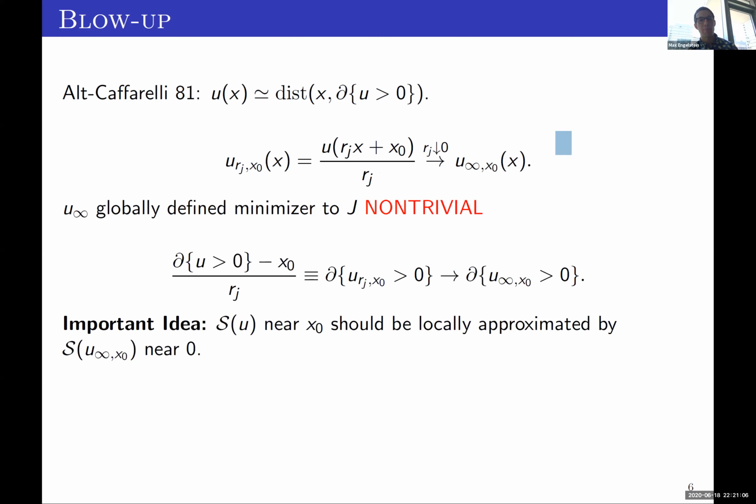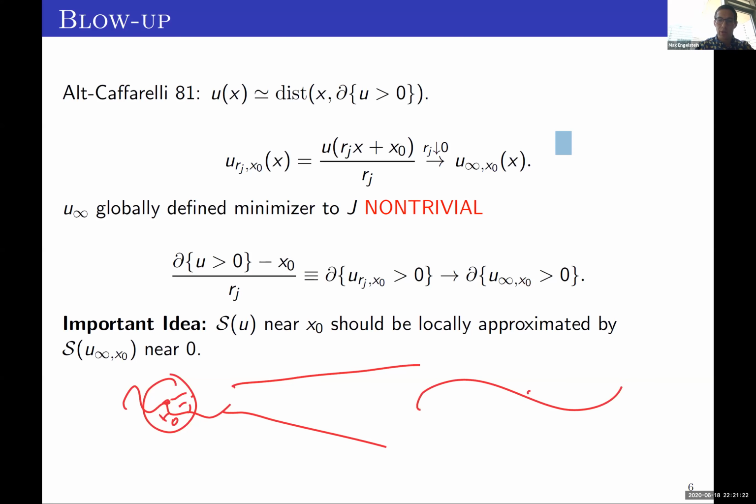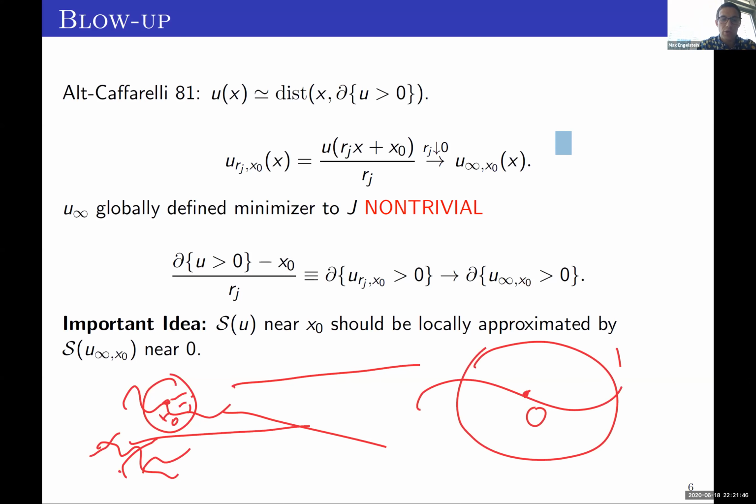You could think of this scaling both in terms of the function, but also geometrically. So here you have some free boundary, we pick a point, we pick a scale, rj, and then this point was x0, and this now becomes 0, and at scale 1. And the idea is that the singular set of u near x0 should be approximated by the singular set of u infinity near 0. So if you had some free boundary which maybe had a lot of singular points, then when you zoom in, you should see all these singularities in the limit. And this is why it's useful to study the blow-up if you want to understand the singular points.